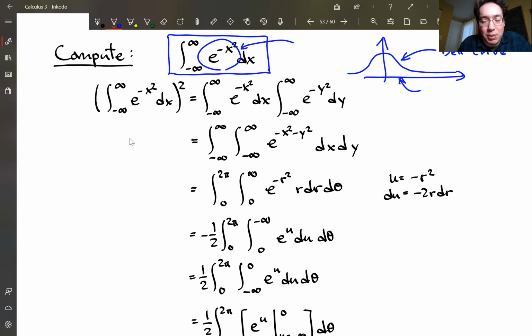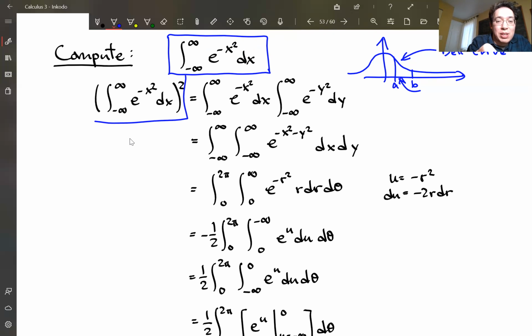It's actually still impossible to compute the area exactly from two numbers a to b. But if you want to integrate from negative infinity to positive infinity, it's actually doable. But you kind of artificially use a double integral. And let me show you how. This is a really cool trick. The trick is I want to compute this integral. But instead of computing this integral, I'm going to compute the square of this integral.